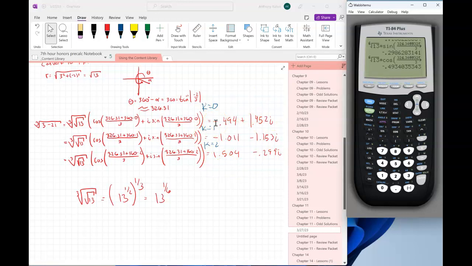So the moral of the story is I used k equals 0, 1, and 2, right? But any 3 consecutive numbers are going to be fine. You could have done negative 1, negative 2, negative 3. You could have done 5, 6, and 7. You could have done 13, 14, and 15. You could have done 110,342, 110,343, and 110,344. It doesn't really matter which 3 you choose.